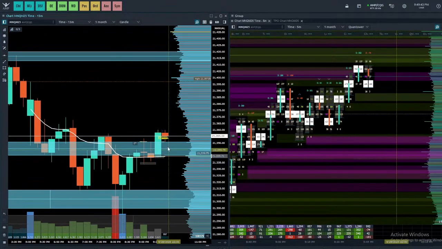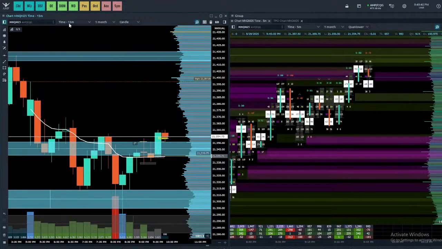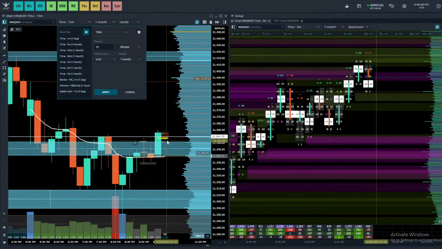Okay, we got that break of structure. Boom. We can still be moving higher now. This is confirming. Nice rejection off that zone.